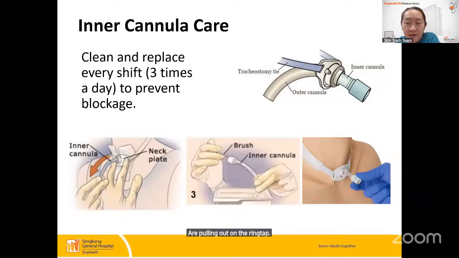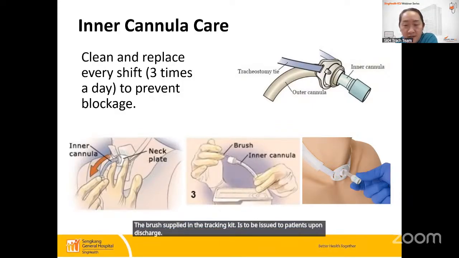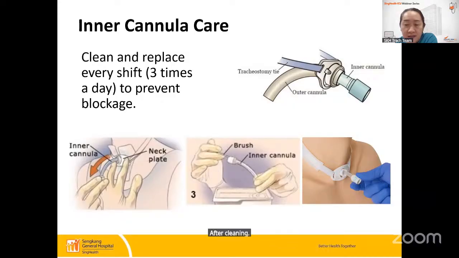Rinse the inner cannula with sterile water. In hospital, we use a sterile long swab stick to clean the inner cannula. The brush supplied in the trach kit is to be issued to the patient upon discharge. After cleaning, place the washed inner cannula in a clean denture cup to dry. When putting the inner cannula back, make sure it's completely dry. For stubborn secretions, soaking with sodium bicarbonate can help. After which, please use sterile water to rinse again before leaving it to dry.